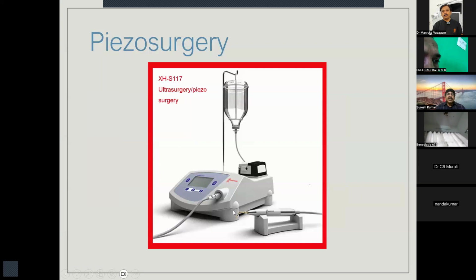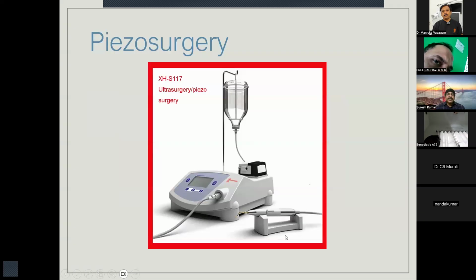Even by mistake, if you touch this with the soft tissues like lingual soft tissues, lingual nerve, inferior nerve, or buccal flap, it will not damage, it will not cut the soft tissues. Whereas if you touch the soft tissues with the surgical burs, it will definitely cause damage to those structures. So that's the advantage of using piezo surgery.